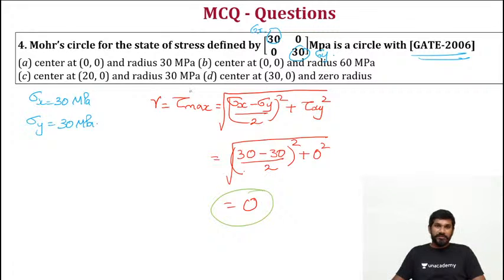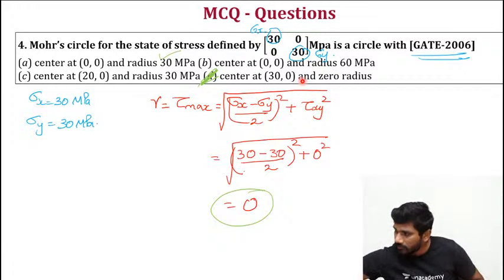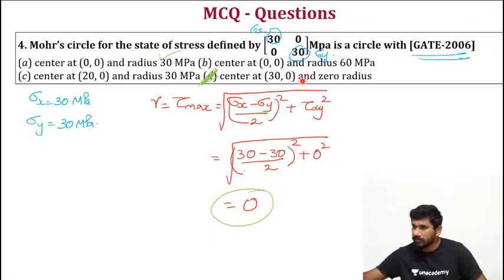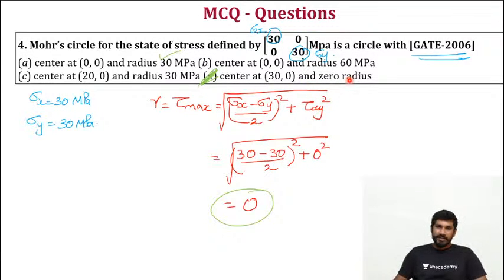So it is clear that the radius of the Mohr circle is 0. Now with this answer itself you can identify D as the perfect answer, because in all other options, option A has 30 megapascal as the answer, option C radius is 30 megapascal, option B radius is 60 megapascal. So here itself it is clear that D is the right answer, because only option D has 0 radius.